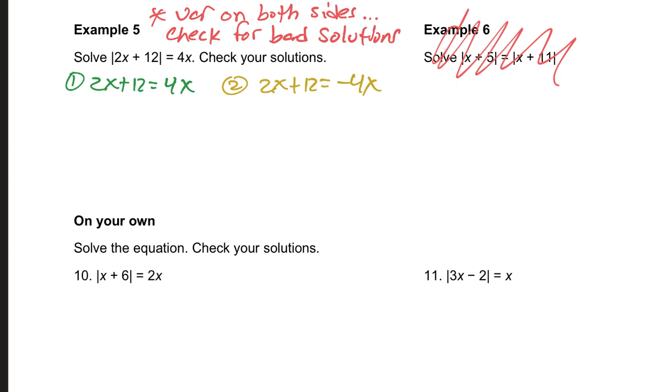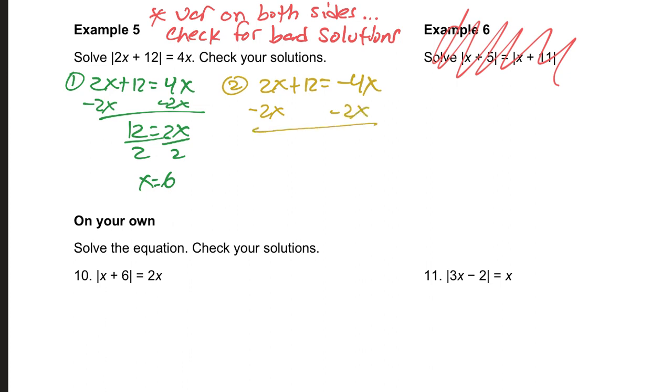Okay, so let's go ahead and solve these. First one, I'm going to subtract 2x from both sides. See all my x's together, I get 12 equals 2x, divide both sides by 2, I get x equals 6. Do the next one, subtract 2x from both sides. I'm going to get 12 equals negative 6x, and when I divide both sides by -6, I get -2 equals x. So I want to check these.